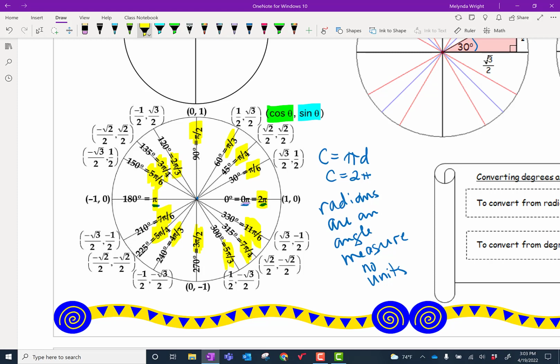So what I'd like to do is walk us through what it means. We're just doing an overview right now. If I were to ask you, what is cosine of 30 degrees, what would you tell me? We would go to our 30 degrees and say cosine is related to x. So we see the x coordinate at 30 degrees is root 3 over 2. So cosine of 30 degrees would be root 3 over 2.